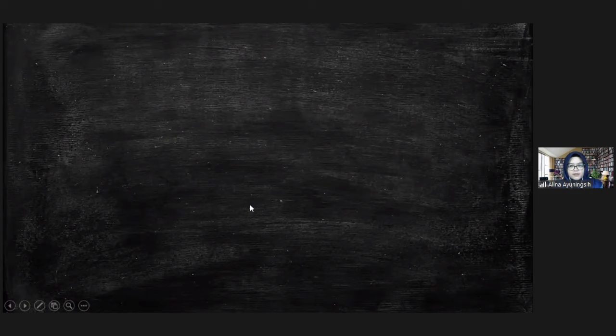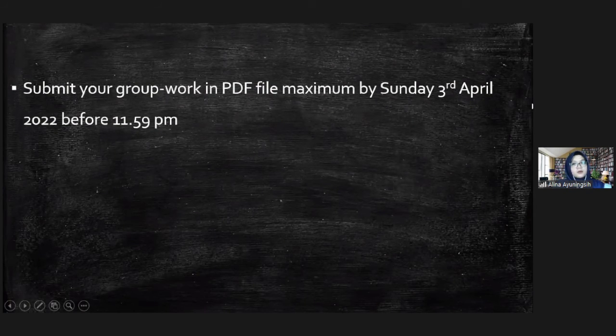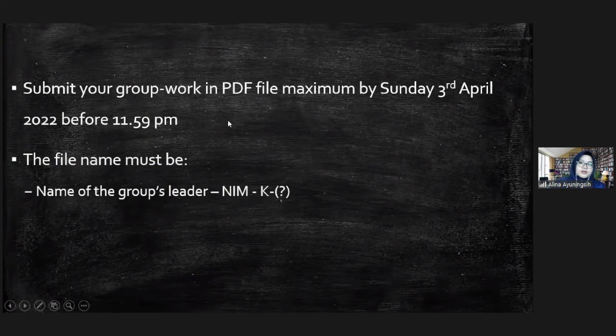And the deadline will be this Sunday, 3rd April, before 11:59. So you still have a lot of time to discuss with your group and identify the parts of the article, because this is a group work assignment. And that will be the file name: the group name, the group leader's name, and then K17.